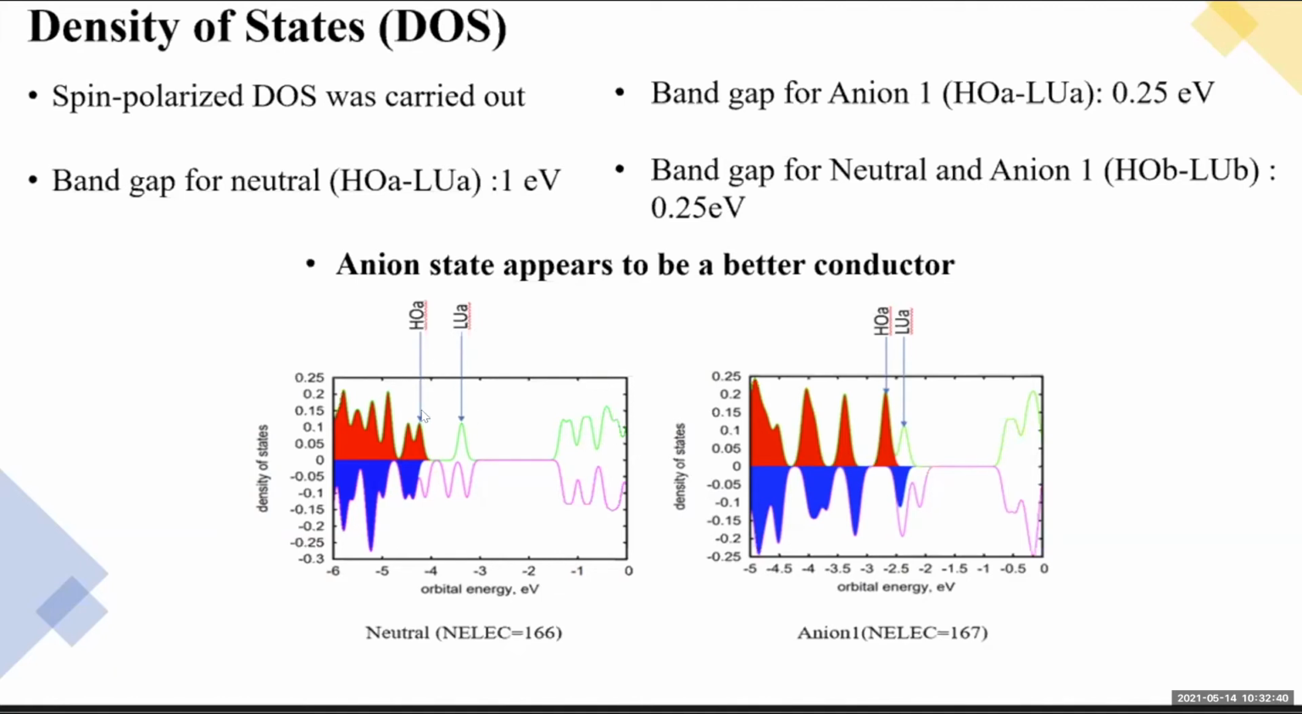When I checked the band gap in the alpha region, I got a band gap of 1 electron volt. For the anion, I got something lesser, about 0.25 electron volts. But when I checked for the band gap in the beta position, it was around the same value, which was 0.25. So I was able to conclude from this that the anion state will be a better conductor, although the neutral state isn't so bad because it falls between the range of the band gap expected for a conductor, which is about 1 to 3 electron volts.